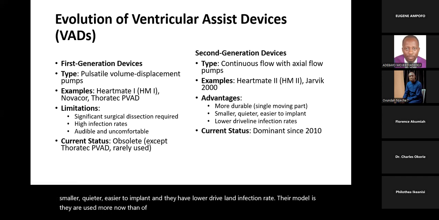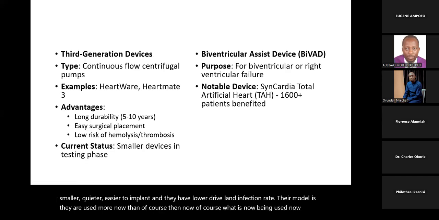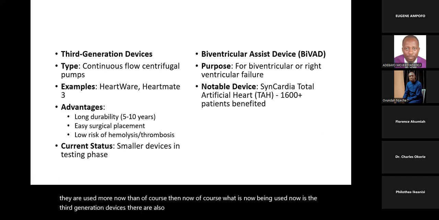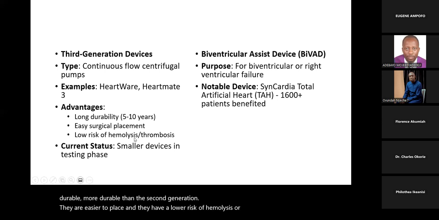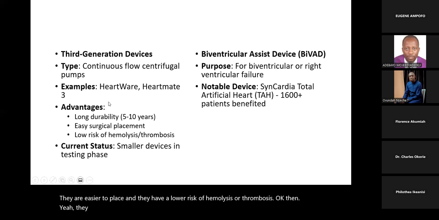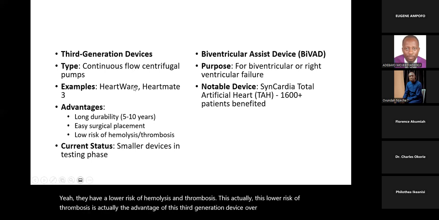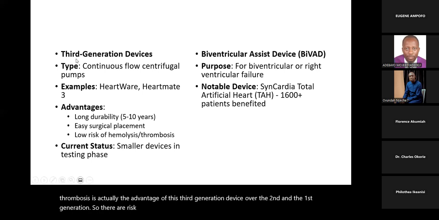Then what is now being used is the third generation devices. They are also continuous flow, but they are centrifugal pumps. Examples include the HeartWare and the HeartMate 3. They are more durable than the second generation, easier to place, and have a lower risk of hemolysis and thrombosis. This lower risk of thrombosis is actually the advantage of the third generation device over the second and the first generation. Their risk of thrombosis is very low.